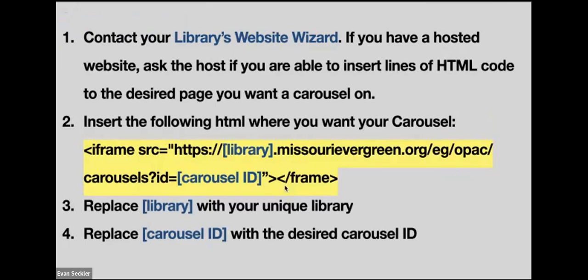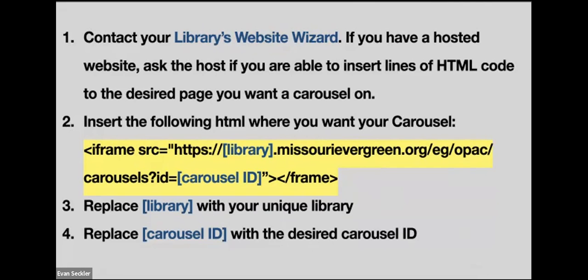I've highlighted the code, and I've also changed the color of the important bits. So the library part will be the identifier of what library carousel you want. And then the carousel ID is that ID number that we went over previously. And that will make your carousel pop up wherever it is. We do have some customization to ours to crop it because it was taking up a really large amount of space on our website. And I can show some of that.